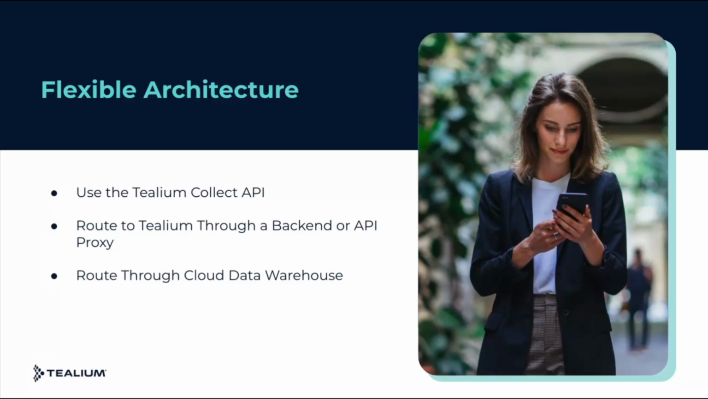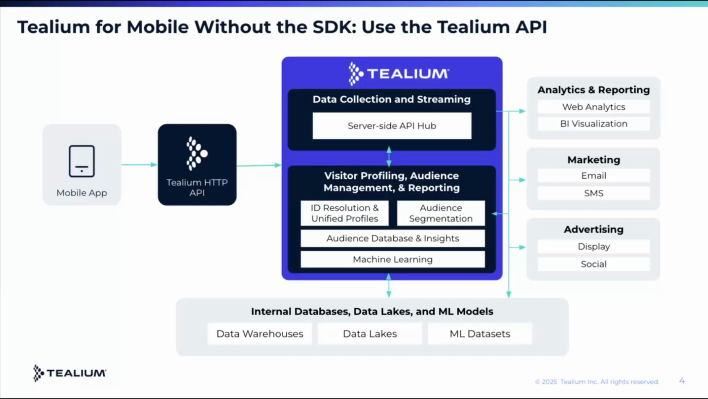So we're going to go through these three options today: using Tealium's API directly, routing through an existing backend service, again, using Tealium's real-time API, or bringing those events into Tealium from your data warehouse. With the direct API integration, the mobile app sends key customer events straight to Tealium using our own secure API. It's the fastest way to track in real time and ideal when you control the mobile code base.